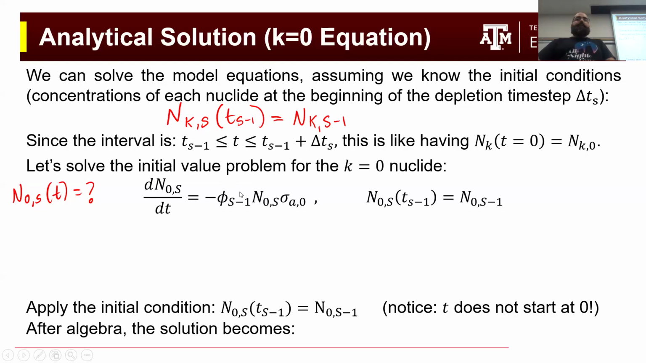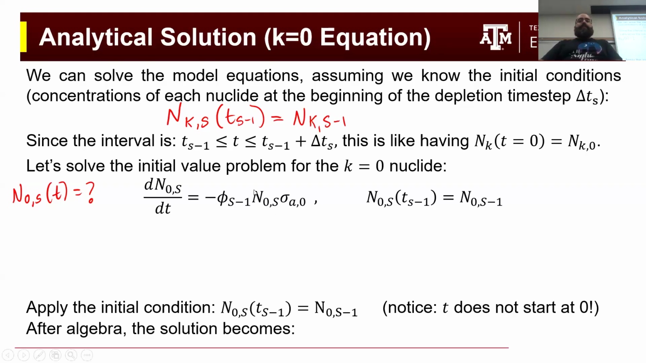Remember that we're treating the flux as constant over the time step. So this flux is just a constant, and we're also assuming that the cross section is a constant as well. It is going to be an exponential. The way that we would get there is by hopefully realizing that this kind of differential equation is what we would call a separable differential equation.